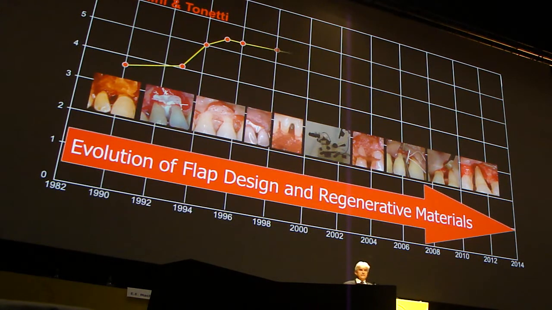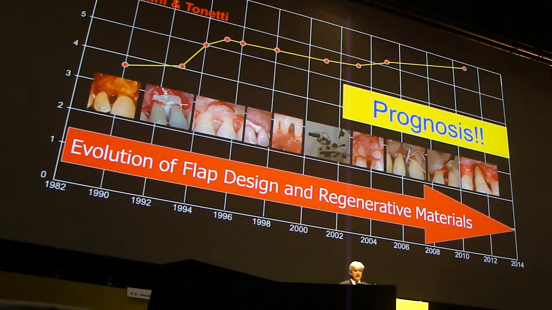By applying these developing flap designs and evolution in regenerative materials, with our group we have been able to greatly increase over time our ability to grow clinical attachment. We started in the early 90s publishing data with a little less than 4 millimeter clinical attachment level gain, and we lastly reached, in the early times, clinical attachment level gains close to 8 millimeters.